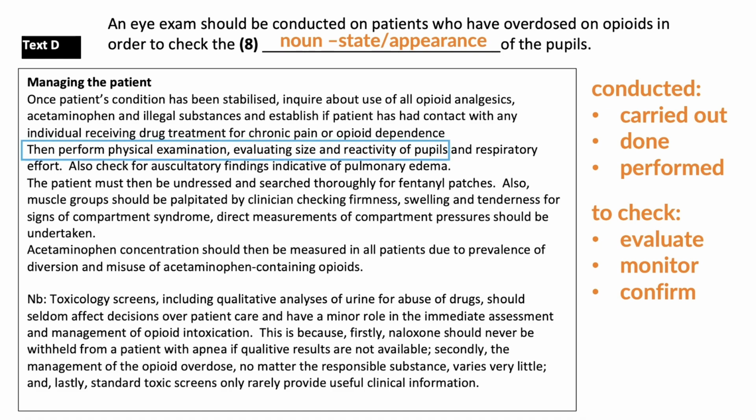Well done if you were able to locate the answer. So hopefully you scanned through the text and found this sentence here, which said, then perform physical examination, evaluating size and reactivity of pupils. You can see that this used synonyms. Instead of saying conducted, it said perform, and instead of saying check, it said evaluating. So you can see how it was really valuable for us to consider the synonyms before reading.